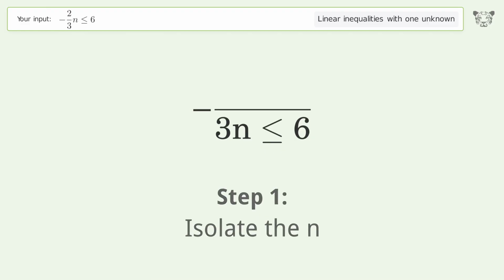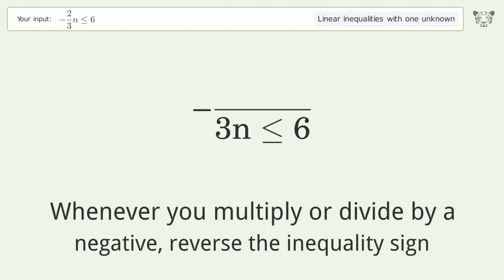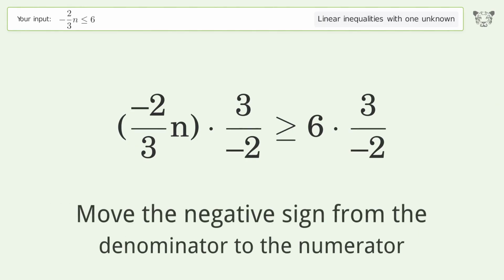Isolate the n. Multiply both sides by inverse fraction 3 over -2. Whenever you multiply or divide by a negative, reverse the inequality sign. Move the negative sign from the denominator to the numerator.